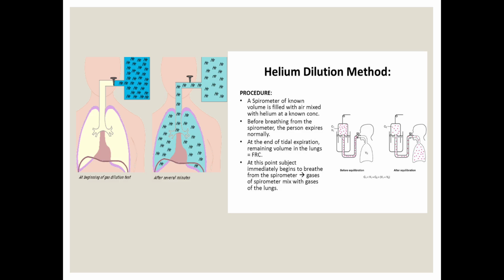One important point is that we can perform this test in two ways. I may ask the subject to exhale quietly and then take the breathing from the spirometer. In that case, I will measure the FRC. Or I can ask the subject to exhale forcefully, and after that take the breathing from the spirometer. In that case, I will get the value of residual volume.